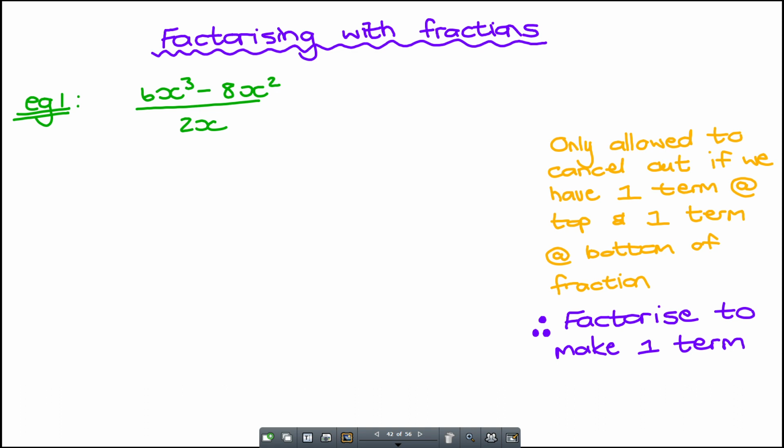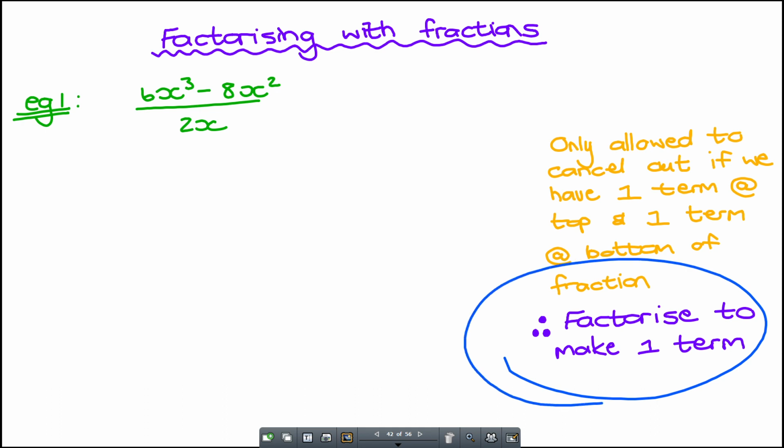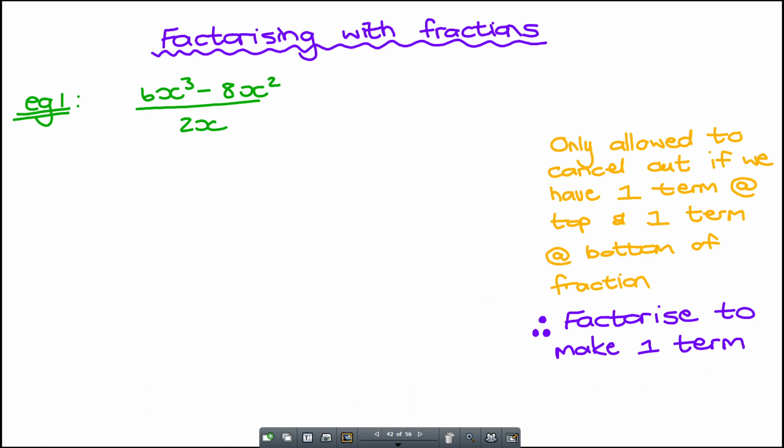Okay, so what I said here is if we don't have one term at the top and one term at the bottom, how can we make it one term? We can factorize to make it one term. Okay, that's what I wrote here. So let's look at the top part of that fraction. Forget about the 2x at the bottom. If I just gave you 6x to the power 3 minus 8x to the power 2, can that be a trinomial? No, because for a trinomial, I need 3 terms. So it's not that one.